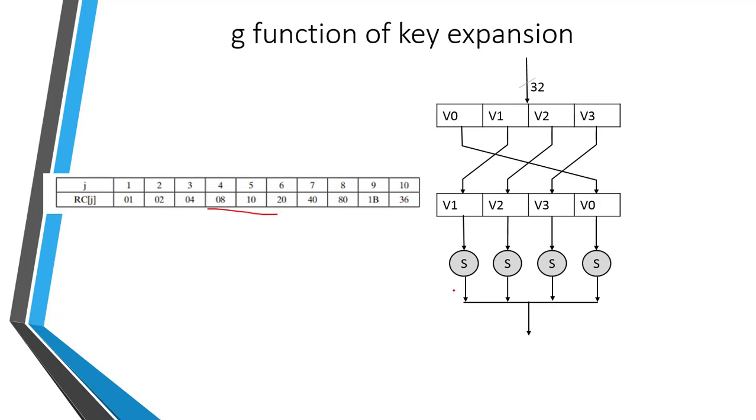So if it is round 1, then the round constant is 01. If it is round 2, then 02, and so on. So we apply the XOR operation with the round constant and the output of the G function is generated.